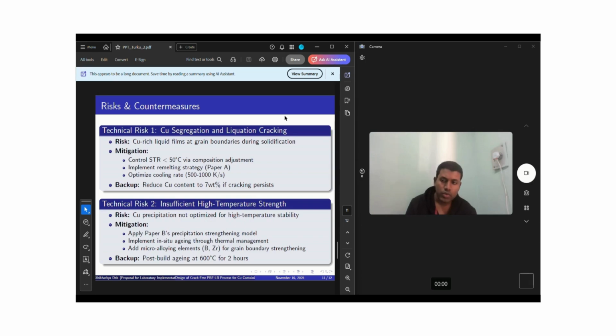The second risk includes insufficient high temperature strength, which is why the precipitates might not work, because copper precipitates can coarsen, which is called Ostwald ripening, at high temperatures, dissolve back into the matrix, and lose coherency within the matrix.